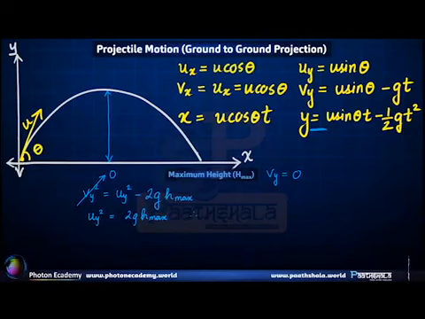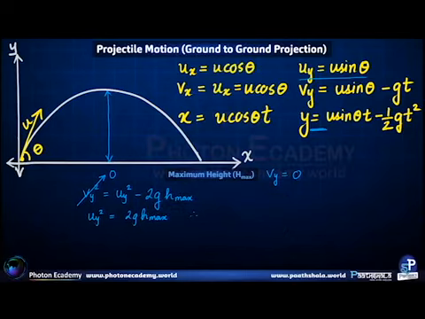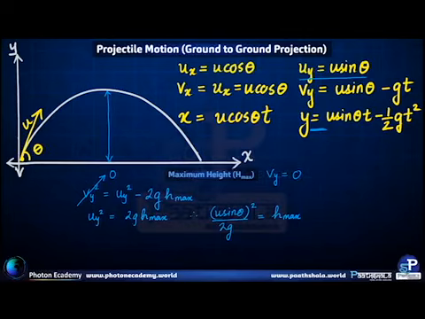Therefore Uy square, what is Uy? Uy is u sin theta, that is the initial velocity in the y direction. U sin theta square upon 2g is equal to h max. So the maximum height will be given as u square sin square theta upon 2g.